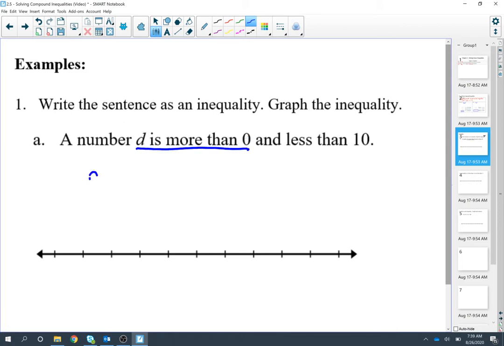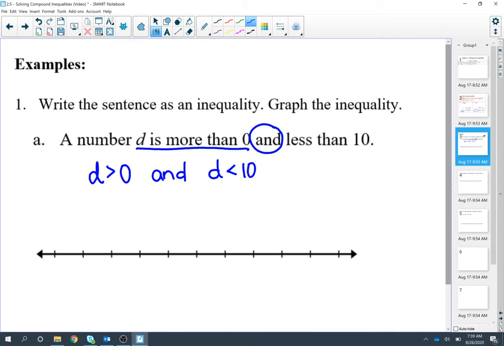So I have D. I want it to be more, which means greater than 0. And for right now, I'm just going to write the word and, less than 10. So D is less than 10.